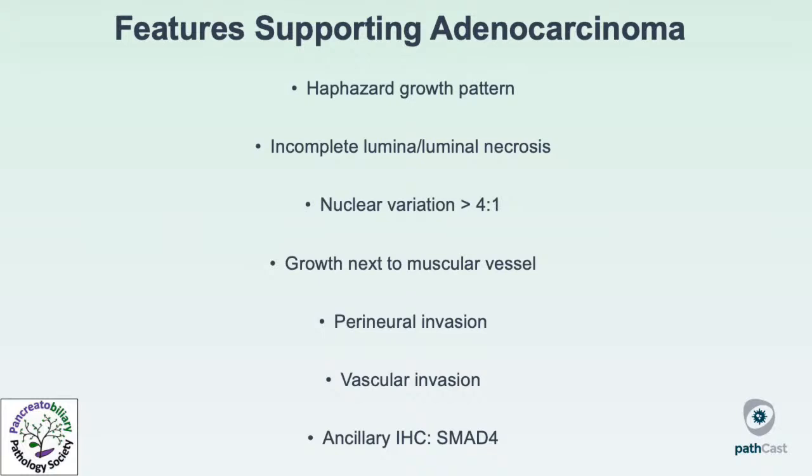So again, to summarize our features that support the diagnosis of adenocarcinoma: a haphazard growth pattern of the glands that doesn't respect the architecture of the pancreas, having incomplete lumina or luminal necrosis, having nuclear pleomorphism with size variation with greater than fourfold alterations in nuclear size within one gland, having growth next to a muscular vessel, invasion of surrounding structures like perineural invasion or vascular invasion, and then finally, immunohistochemistry for SMAD4 loss can be helpful for confirming an impression of a malignant neoplasm, but retention of SMAD4 does not mean that it's benign.